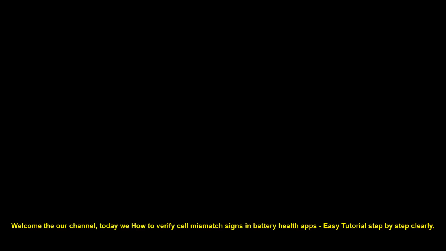Today we will learn how to verify cell mismatch signs in battery health apps. Easy tutorial, step by step, clearly. Start by opening your battery health app on your device. Navigate to the main interface where you'll see various statistics about your battery. Look for the section labeled Battery Health or Status.